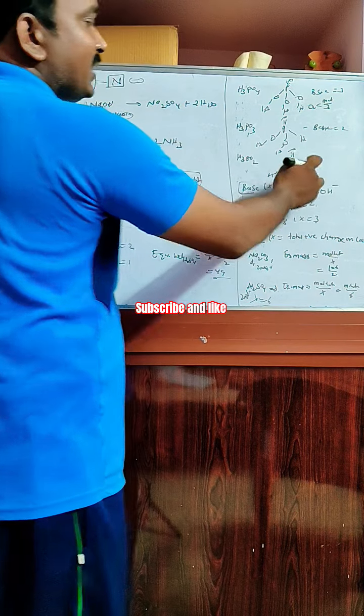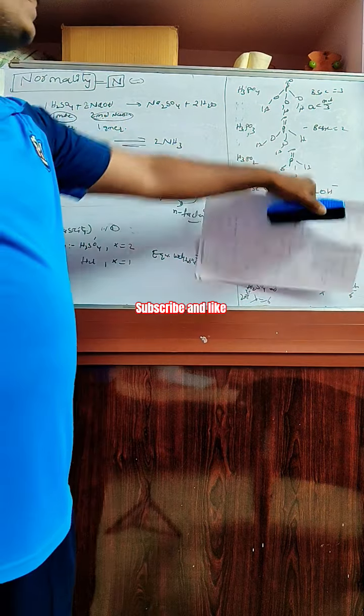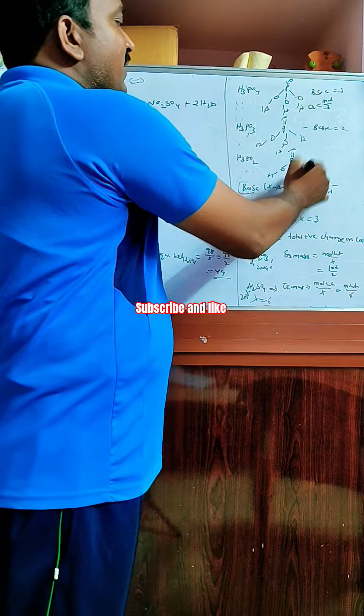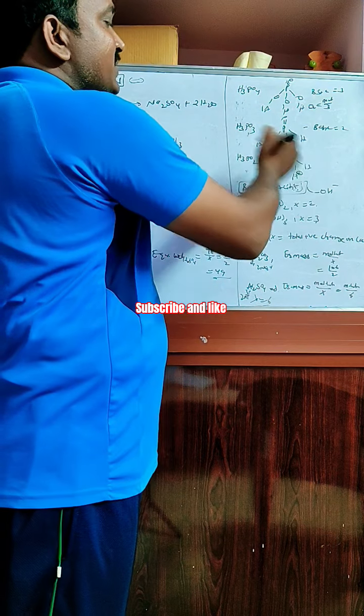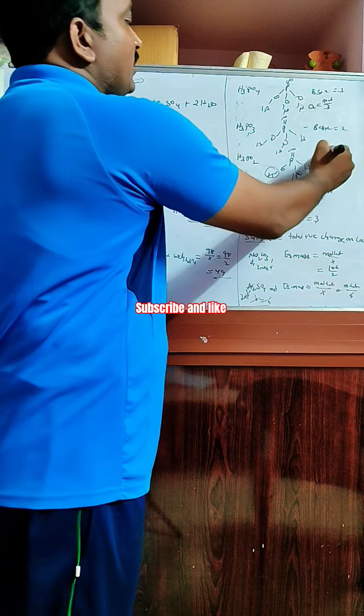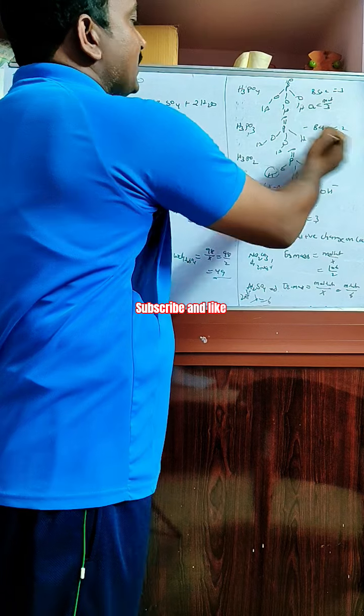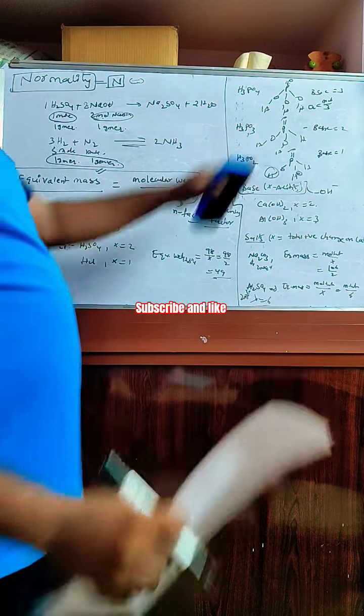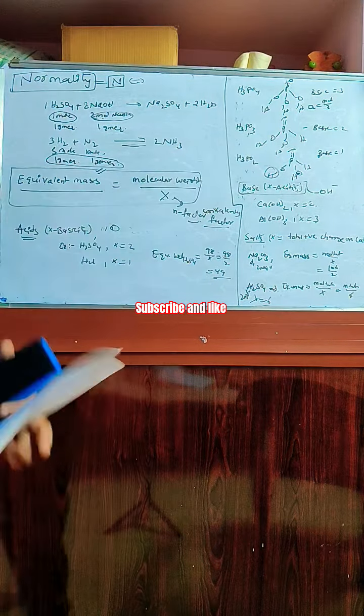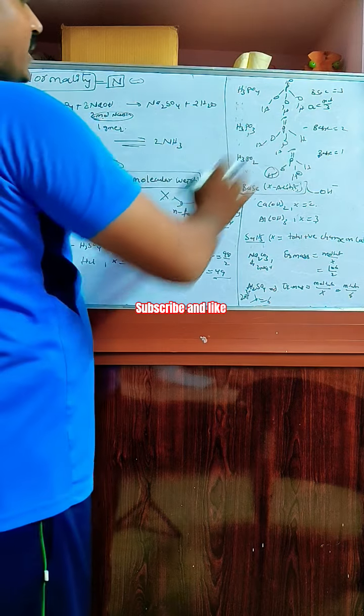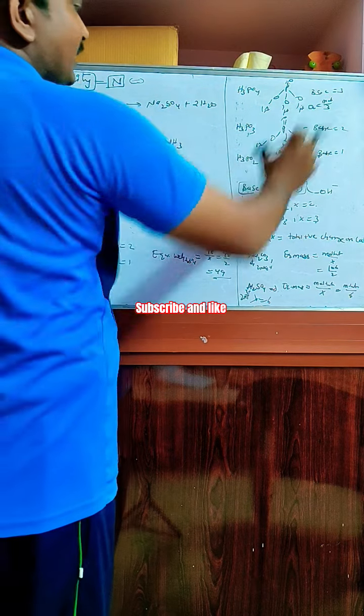Next, it will not directly release the H plus ions because the electronegativity of hydrogen is more. That's why it will lose H minus ions, not H plus ions. That's why basicity is here 1. In this case basicity is 1. Based on the structure we can define the basicity of these phosphoric acids. Based on that only we can identify which one has how many basicity.